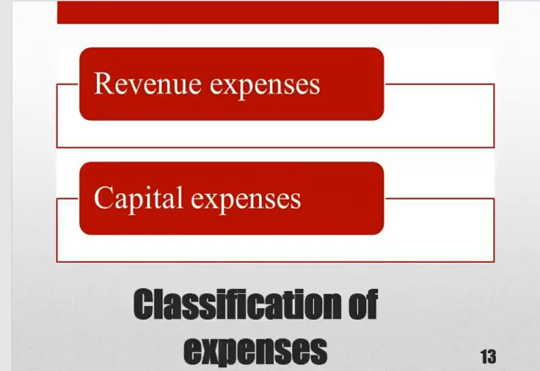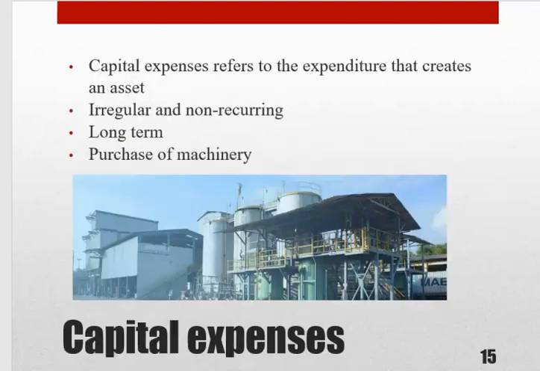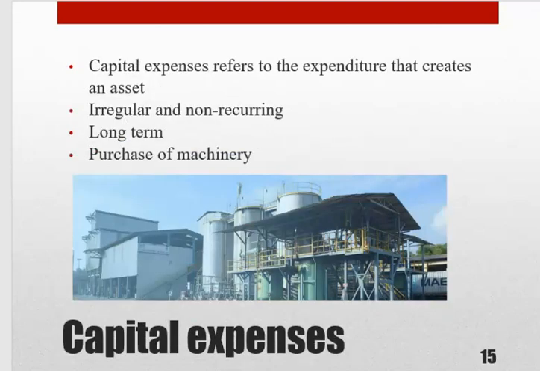There are two types of expenses now: revenue expenses and capital expenses. Revenue expenses do not create an asset. These are regular in nature and recurring, usually for short term, for example, payment of salaries, maintenance. Whereas in capital expenses, you purchase an asset. It's an investment. Whereas in revenue expenses, you just maintain that asset. So it's regular and recurring, whereas capital expenses are irregular and non-recurring. These last for long. These are long-term assets. For example, purchase of machinery, purchase of land.